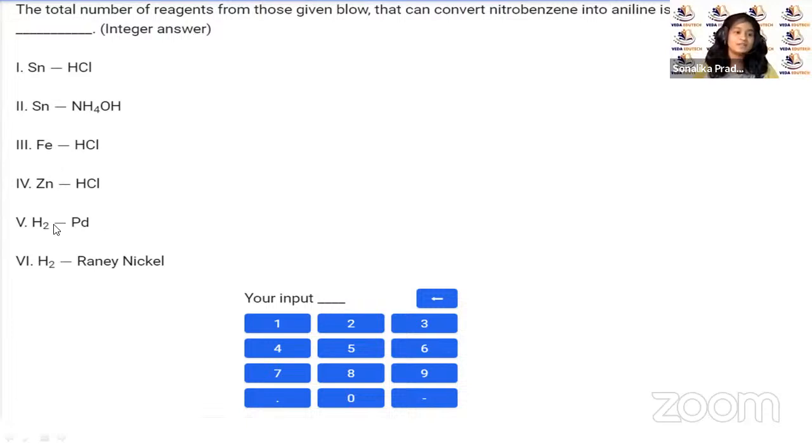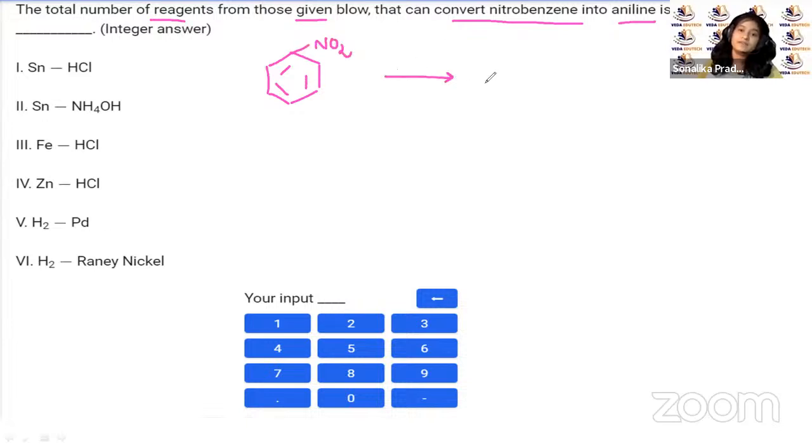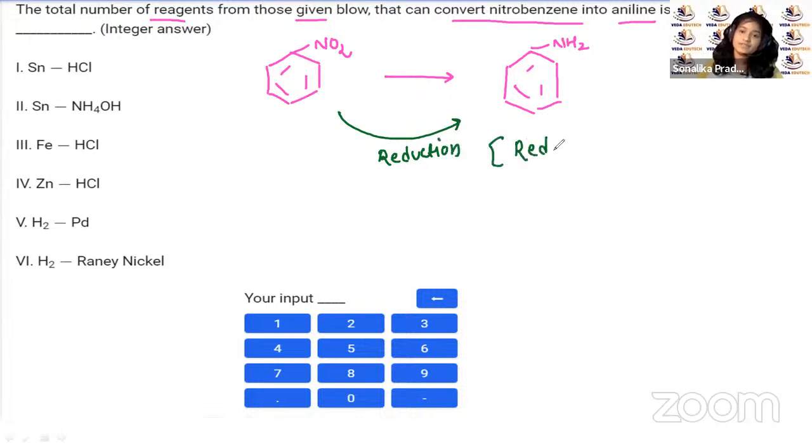The question that is being asked here is the total number of reagents from those given below that can convert nitrobenzene into aniline. So we are talking about conversion of nitrobenzene into aniline. So talking about this, children, we know that this process will be a reduction, right? And it will occur by reducing agents. Let's see which of the following are going to satisfy our condition.